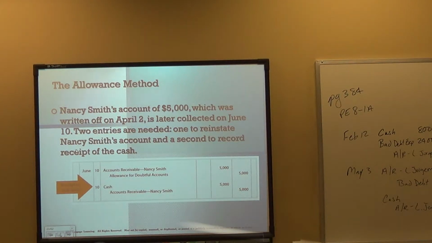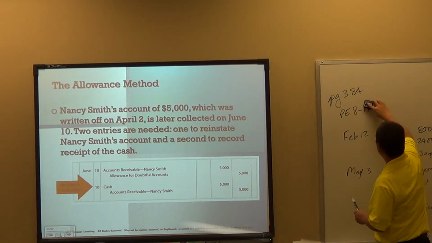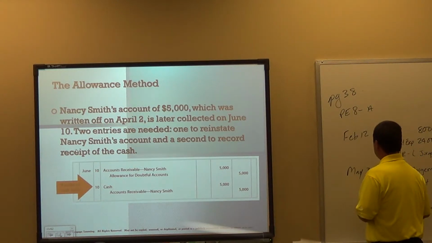All right. Let's do the next one, which is 8-2A, which is the allowance method. Kind of what we just looked at here. So I'll leave this up for a moment before you get down, and we'll do the 2A on the next page.